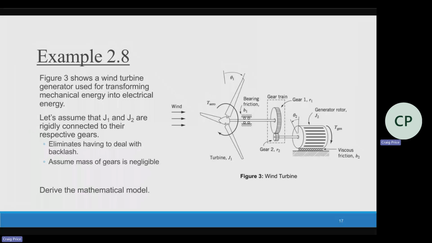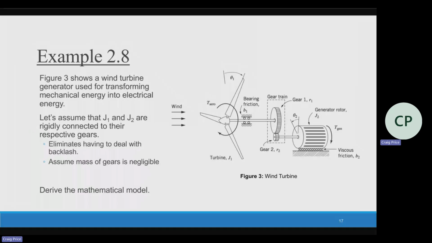This is example 2.8. So it is from the textbook. How many of you have opened up the textbook so far? Oh, none of you. Okay. So we do most of the important problems.